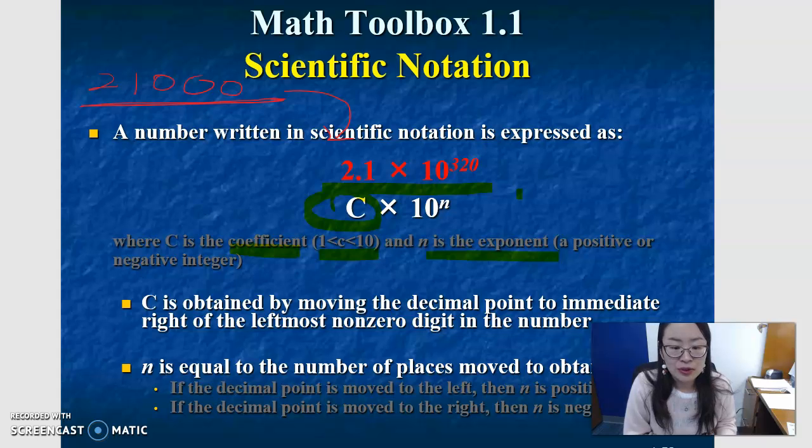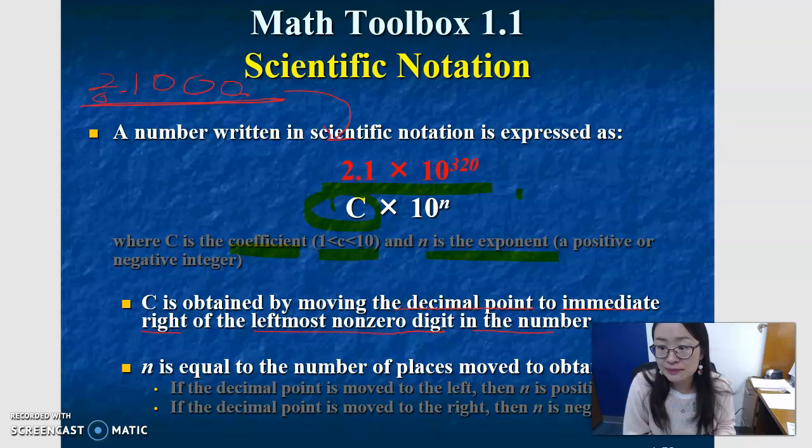I will move the decimal point to the immediate right of the leftmost non-zero digit in the number. So what does that mean? What's the leftmost non-zero digit? It's 2, right? It's 2 here. And the immediate right is here. So we will move the decimal point. Our decimal point originally is here.